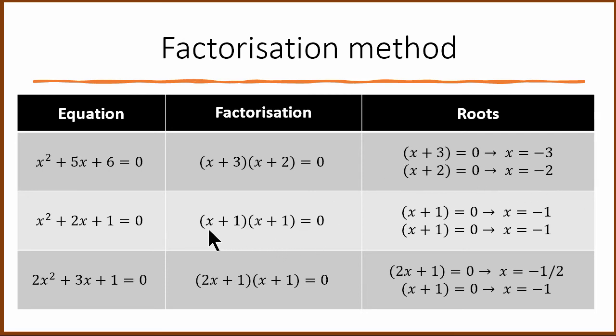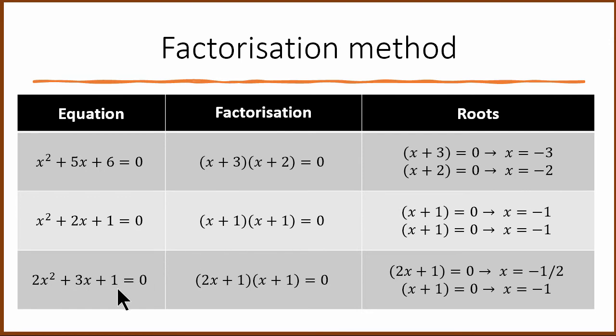Now, when you factorize, you might get an equal root situation. So if you take x squared plus 2x plus 1 equals 0, that is like (x plus 1) whole square. In other words, x plus 1 equals 0. So you have two roots. Both of them are equal and they are equal to minus 1. All right.